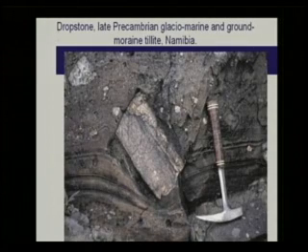Here we see a drop stone, kind of a rectangular block. This is late Precambrian glacial marine and ground moraine tillite in Namibia. In this case, it looks like we have stratification in a marine setting below the drop stone, but there's some till above that. Look at the unsorted stuff above that drop stone.